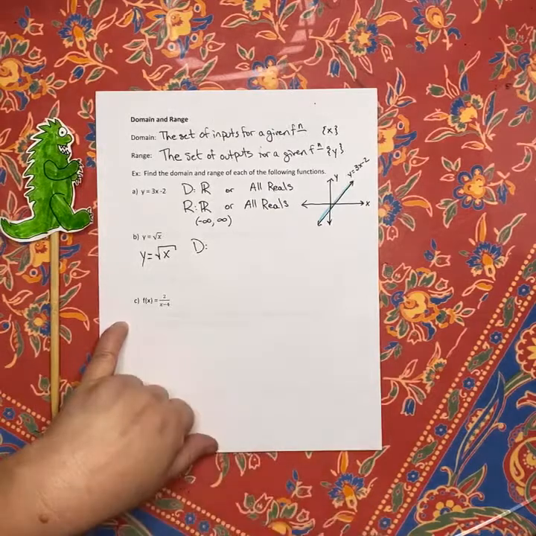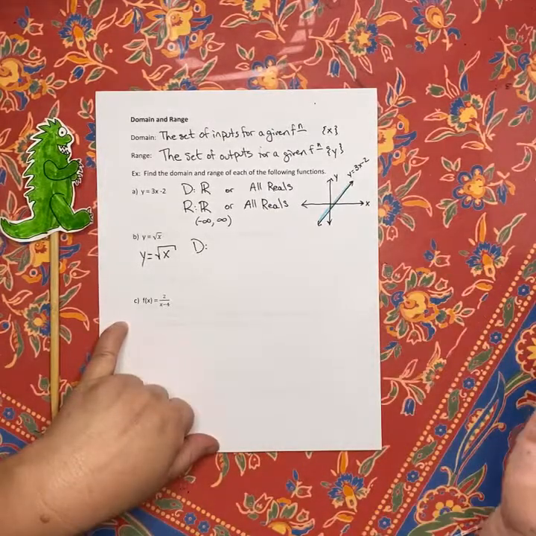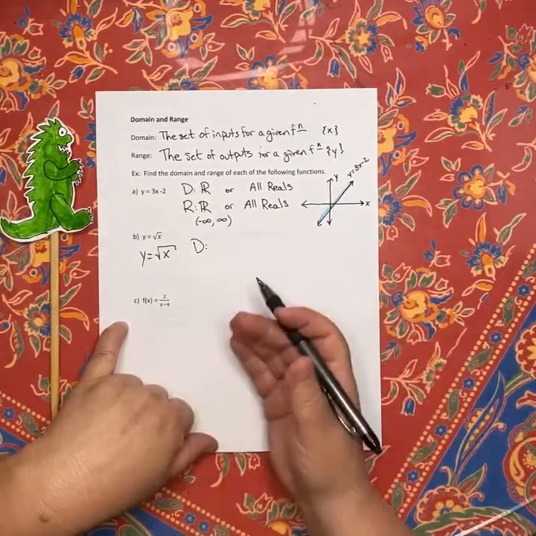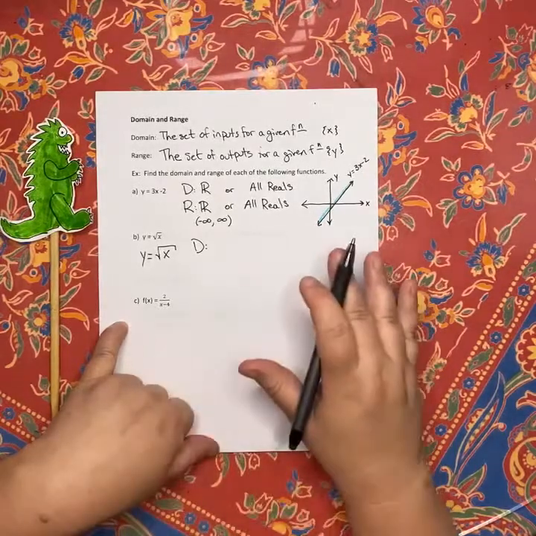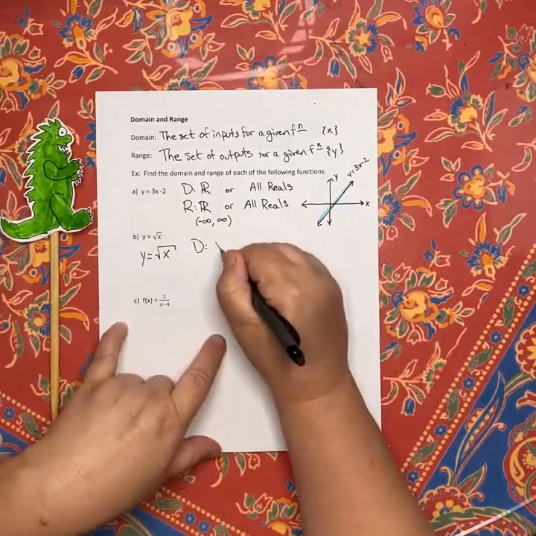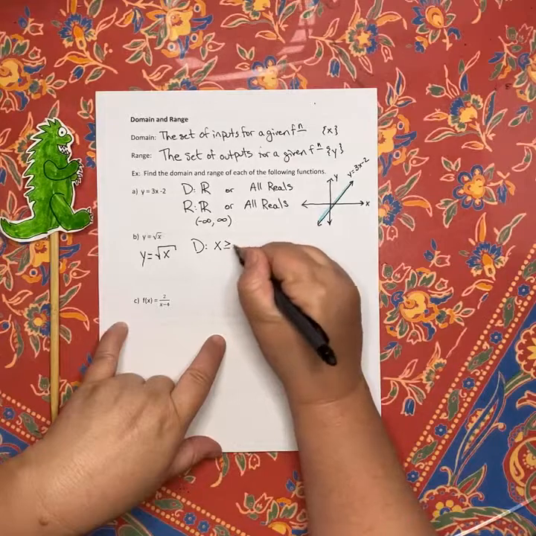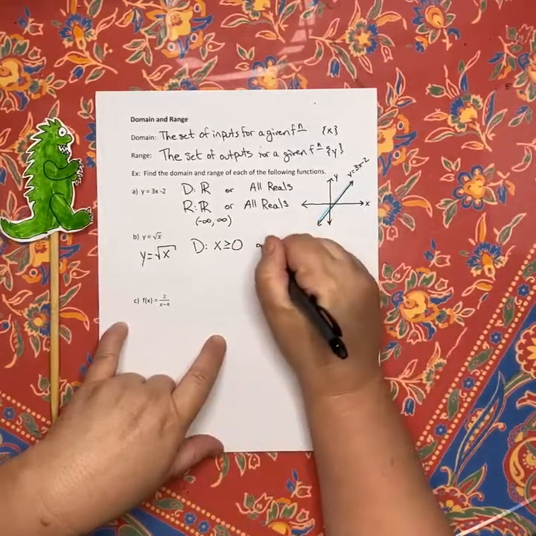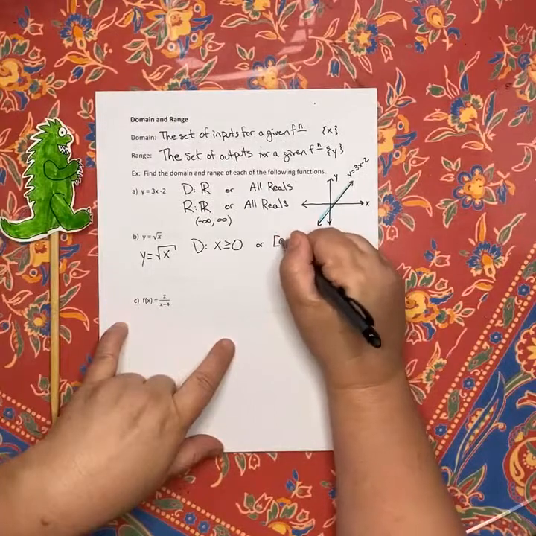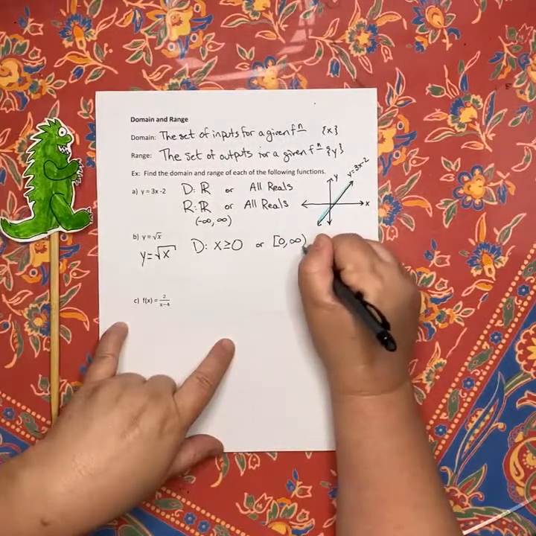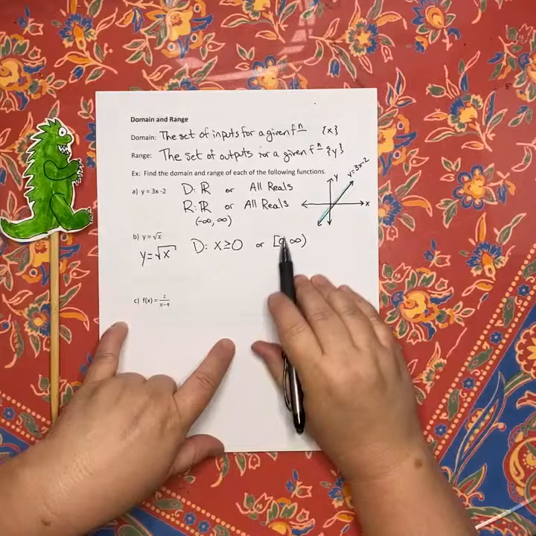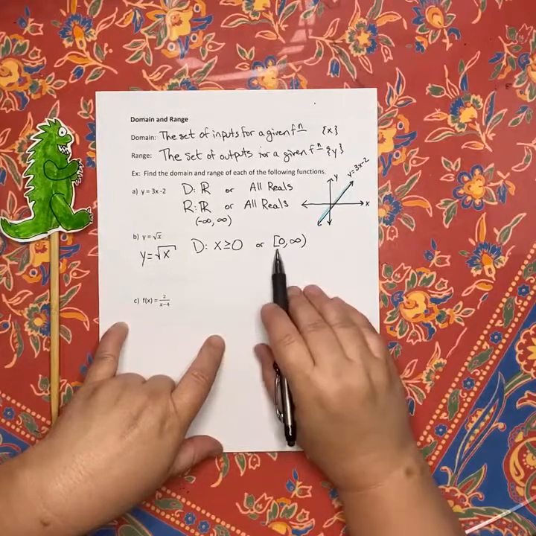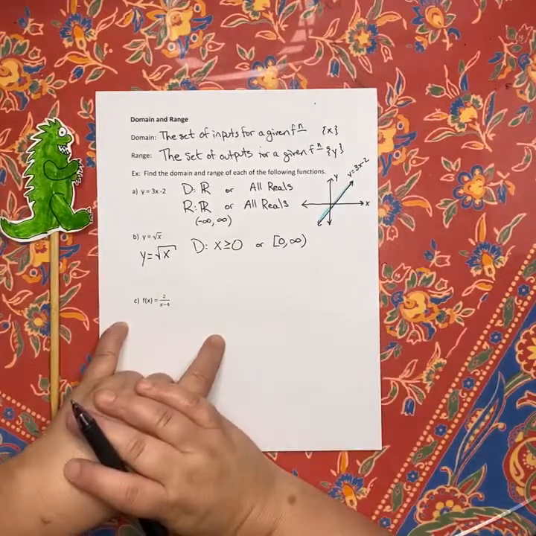Can you take a square root of a positive number? Absolutely. Can you take a square root of a negative number? No. So what we know for sure is x has to be bigger than or equal to 0, or in interval notation, we've got from 0 with brackets because it's equal, all the way to infinity.